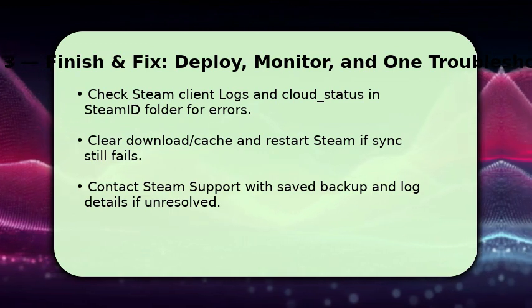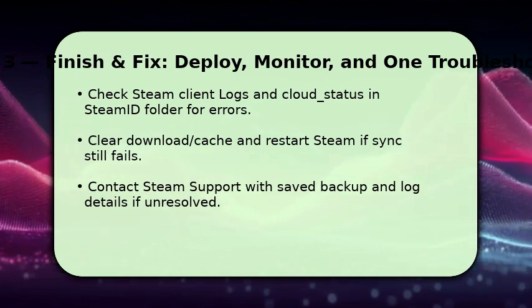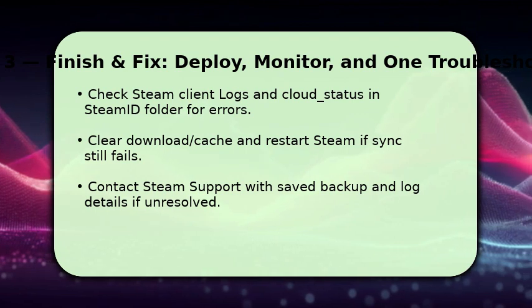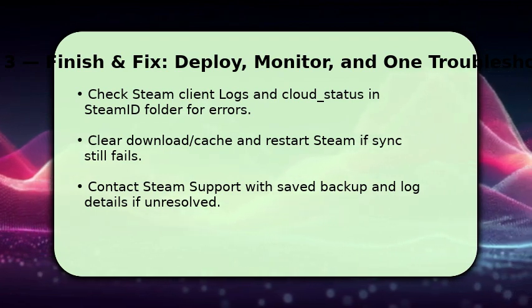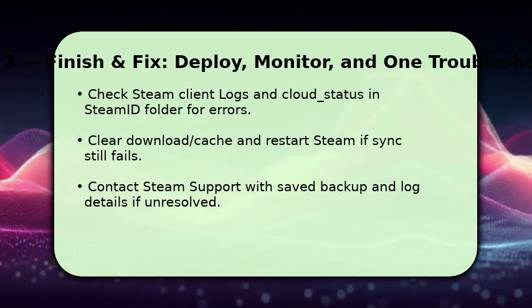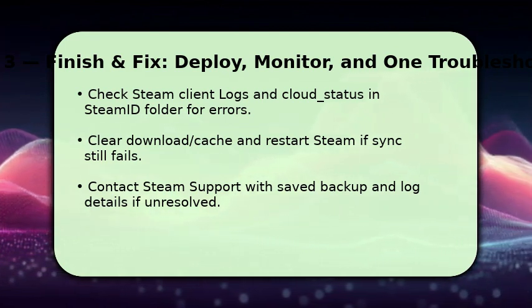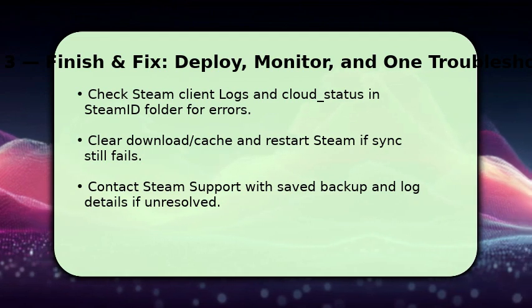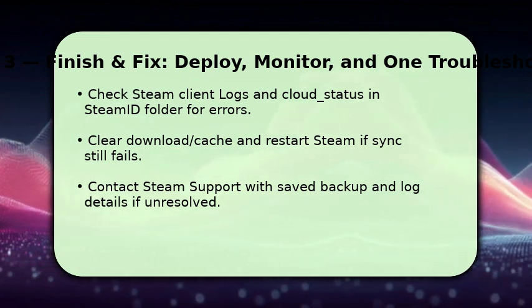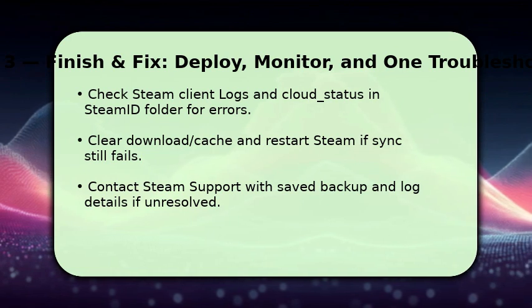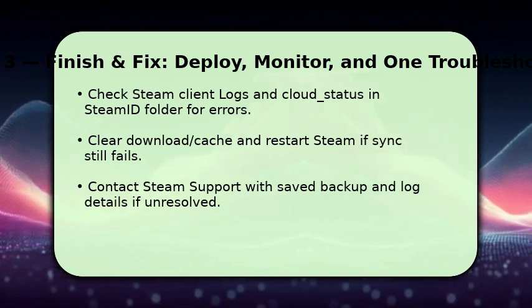If it still fails, clear Steam's download cache and restart the client to remove stale state. This forces a fresh connection to cloud servers. Make sure to inspect Steam log files for specific errors so you can act on them. If nothing works, provide your manual backup and logs to Steam support. They can restore or reconcile conflicting save versions.